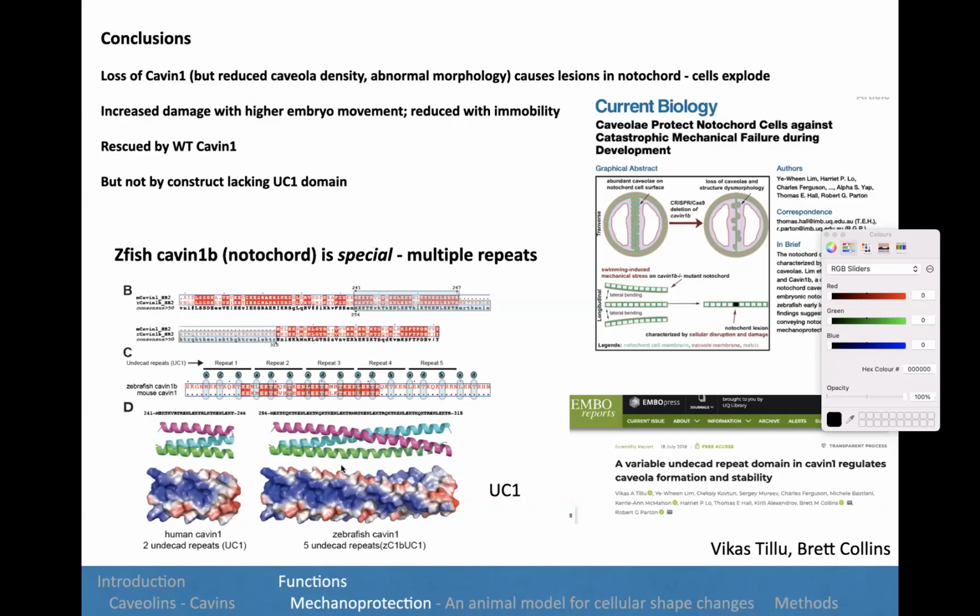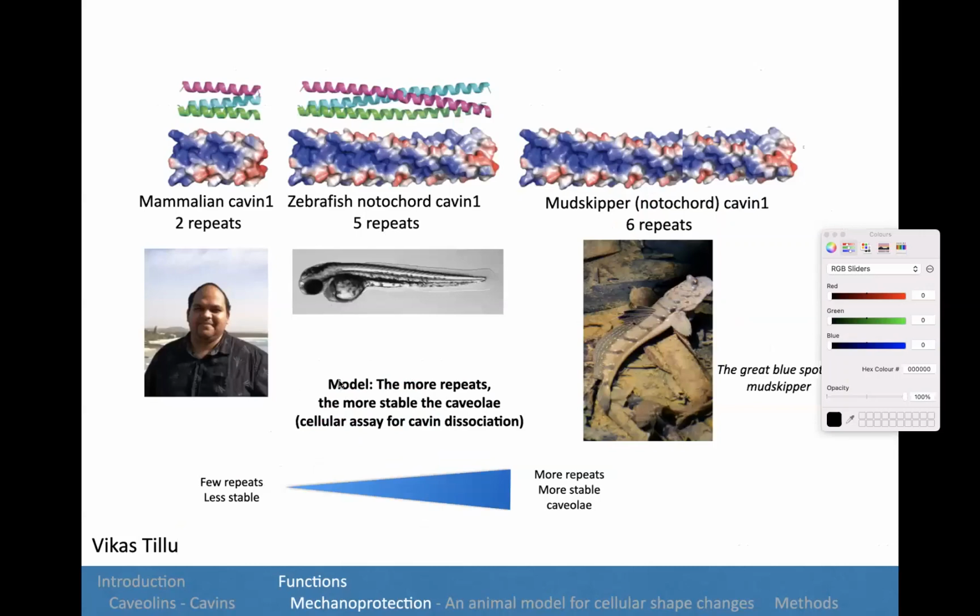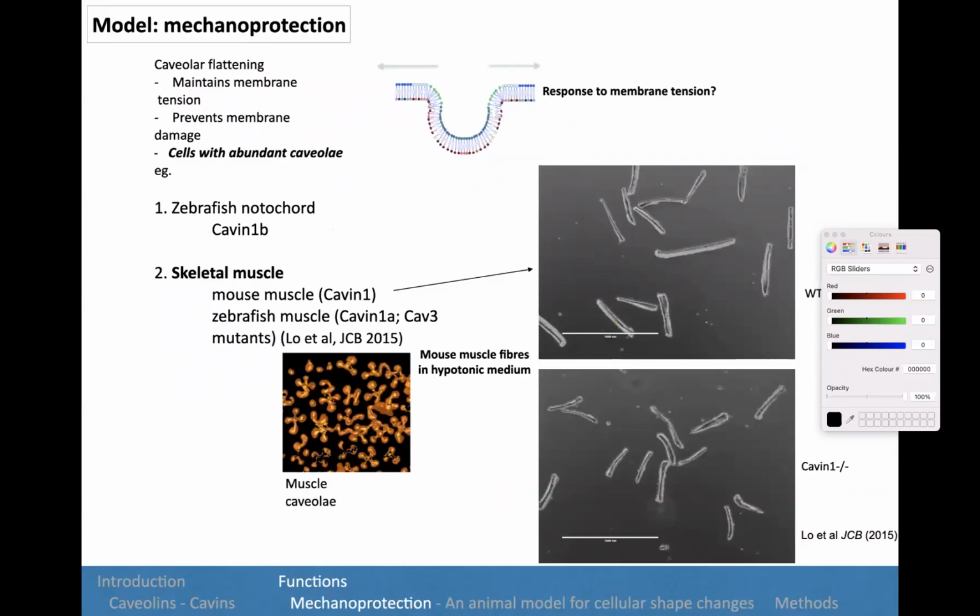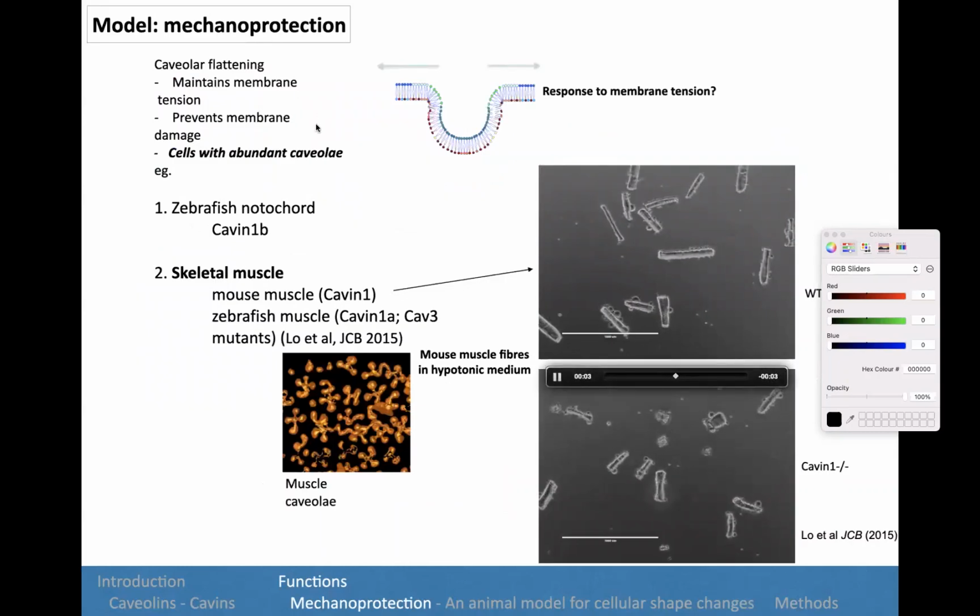In the zebrafish notochord, cavin 1, different from human, has multiple of these repeats. And we could show, and this is work from Vickers, shown here, that these repeats actually made the caveolae more stable. So we could do cellular experiments, and we could show that if you had more of these repeats, the caveolae were more stable. Mammals, such as humans, shown here, have 2 repeats, zebrafish has 5, and in evolution, there seems to have been a need for even more repeats. The mudskipper, for example, has 6 of these repeats, which we would speculate would make even more stable caveolae.